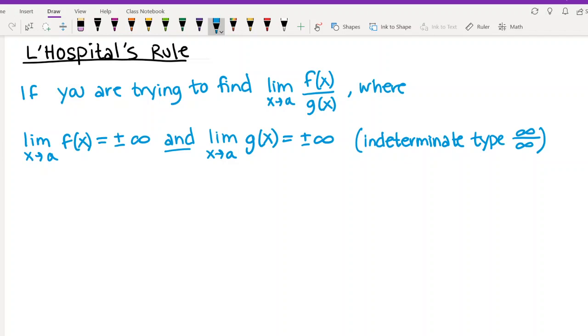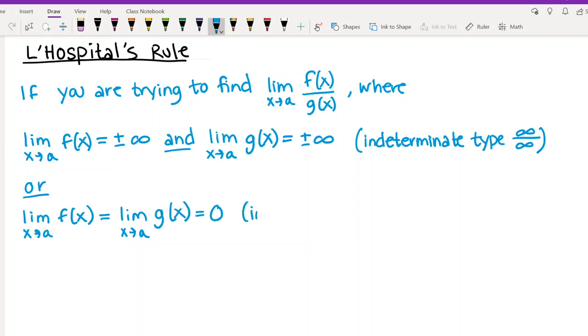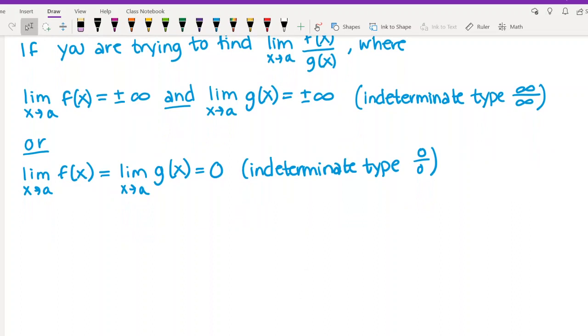Infinity over infinity is not a number. It's just kind of a label that we can give to that type. Or if the limit of the numerator and the limit of the denominator are both equal to 0, this would be called indeterminate type zero over 0. So if you have one of these two situations, then you can apply L'Hôpital's rule.